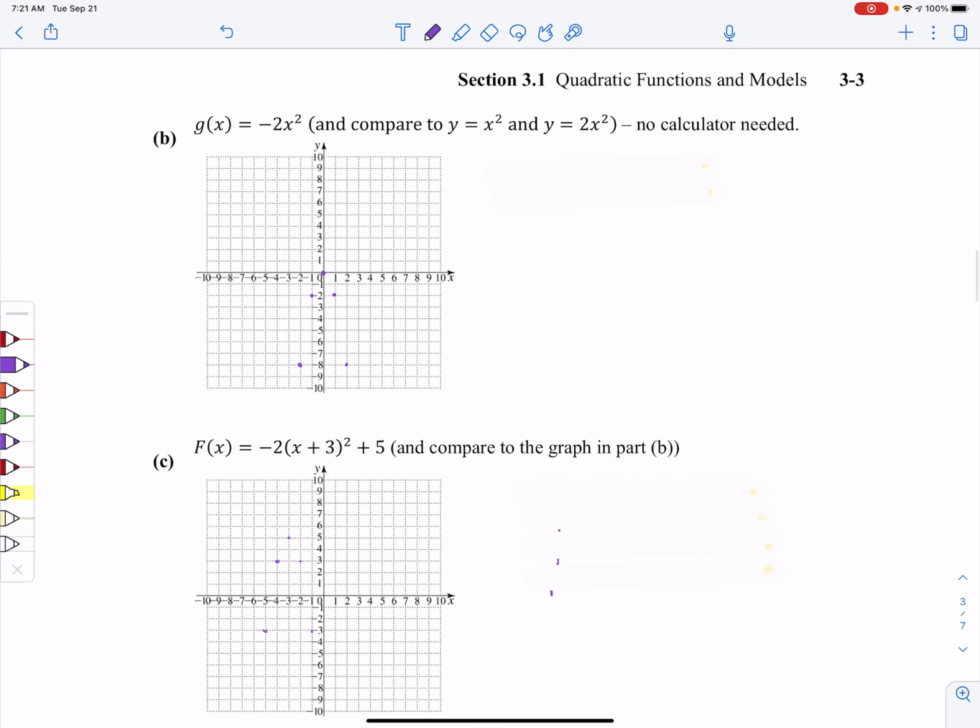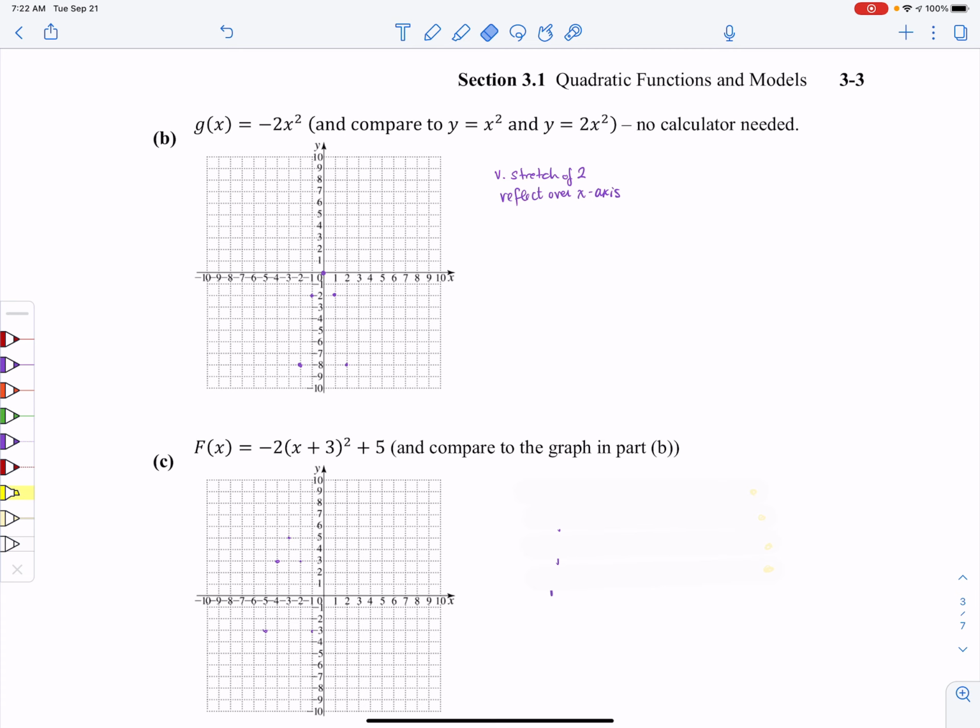For the second example, we did these back in section 2.7, so you don't need a calculator on this one. Just think of a description of what happens to the parent. So our parent here, hang on just a second, there we go. Our parent has a vertical stretch of 2, and it's also being reflected over the x-axis.